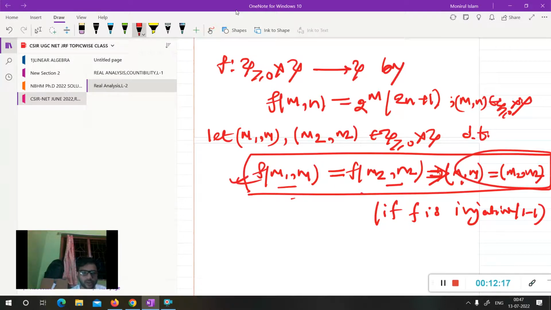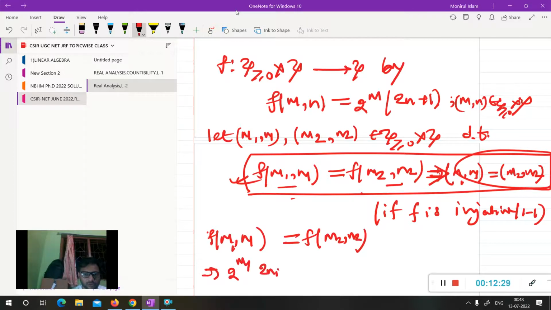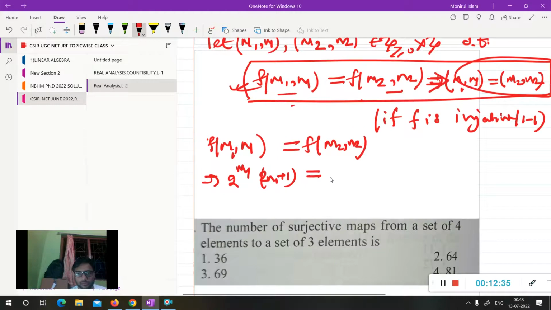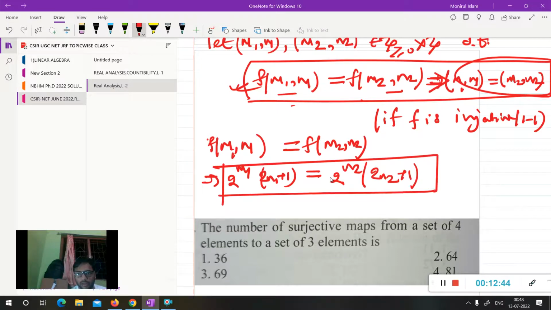So for convenience, I am assuming f of (m1, n1) equal to f of (m2, n2). So by the definition of f, this gives 2 to the power m1 times (2n1 plus 1) equal to 2 to the power m2 times (2n2 plus 1). Okay, I am naming it 1.